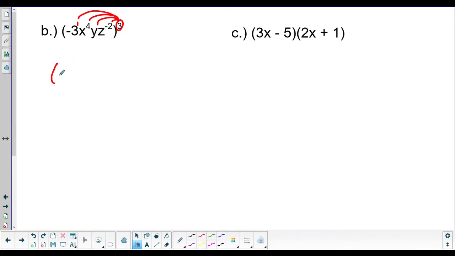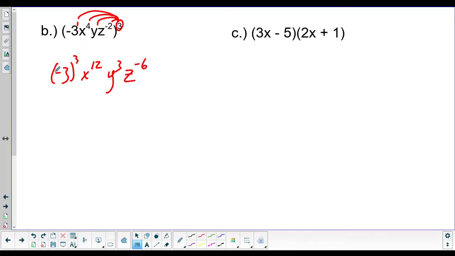So we're going to have (-3) to the 3rd power. And I'll explain why I'm putting this in parentheses in a moment. 3 times 4 is going to give us x to the 12th power. 3 times 1 gives us y to the 3rd. And 3 times -2 gives us z to the -6.